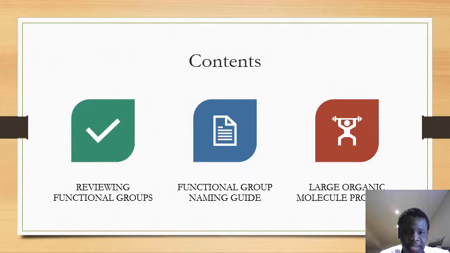and general naming scheme of all organic molecules. And then after that, we'll be going through a specific naming guide for each functional group, with examples included as well. And then lastly, we'll be discussing large organic molecules, so I'll do a large problem, which we'll take up and work through after.